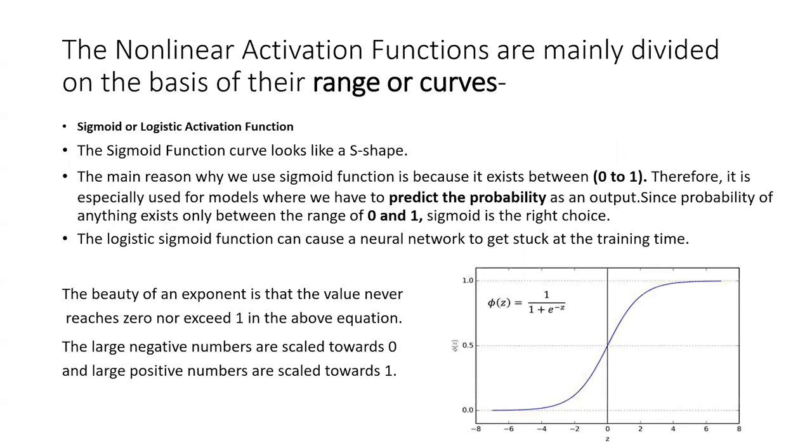Now, the nonlinear activation functions are mainly divided on the basis of their range or curves. Let's look into the first one, which is the sigmoid or the logistic activation function. We generally call it the sigmoid activation function. A sigmoid function looks like an S curve. If you remember the logistic regression function, you will also remember this equation, right? The main reason why we use a sigmoid function is because it exists between 0 and 1. Therefore, it is specially used for models where we have to predict the probability as an output. Since the probability of anything exists only between 0 and 1, sigmoid is the right choice. And a logistic sigmoid function can cause a neural network to get stuck at training time.